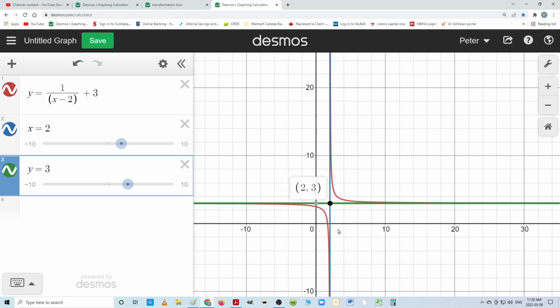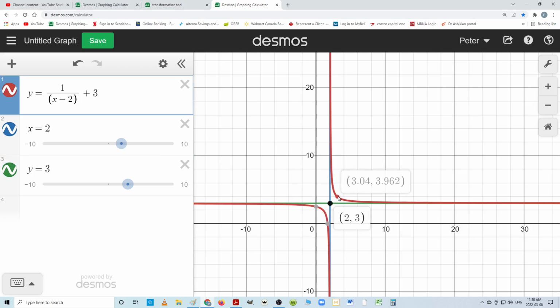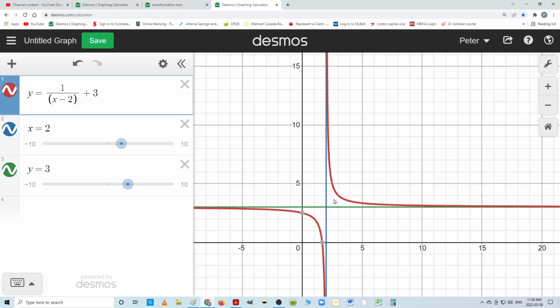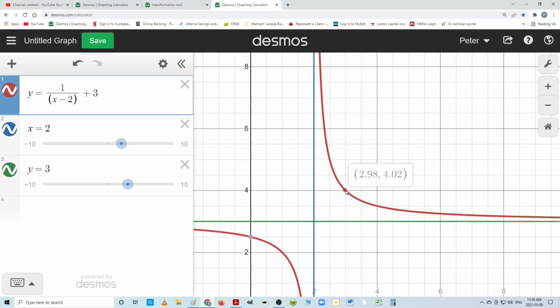And that means that 1 comma 1 should move to, let's add 2 to x, 3. Let's add 3 to y, 4. So the new 1 comma 1 should be 3 comma 4. Let's see if it is. Try to get right in there. Can't quite get it. We can see it right there.